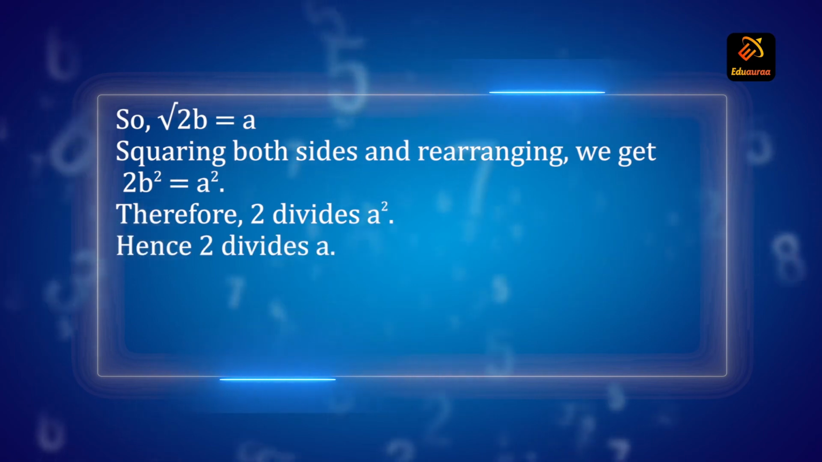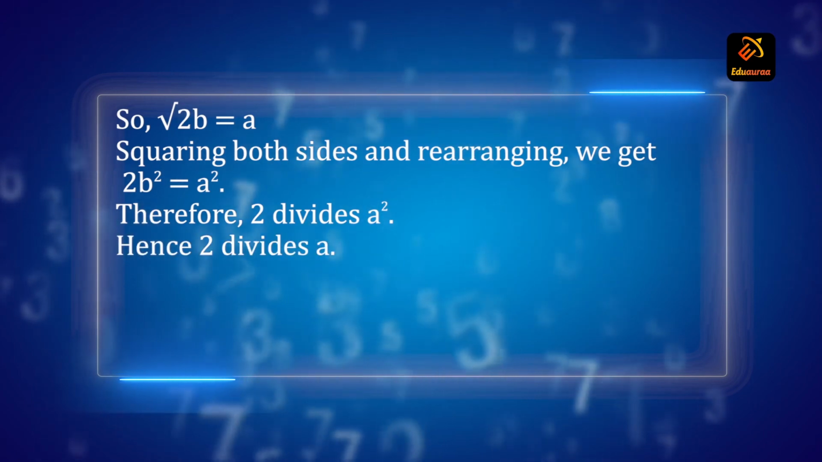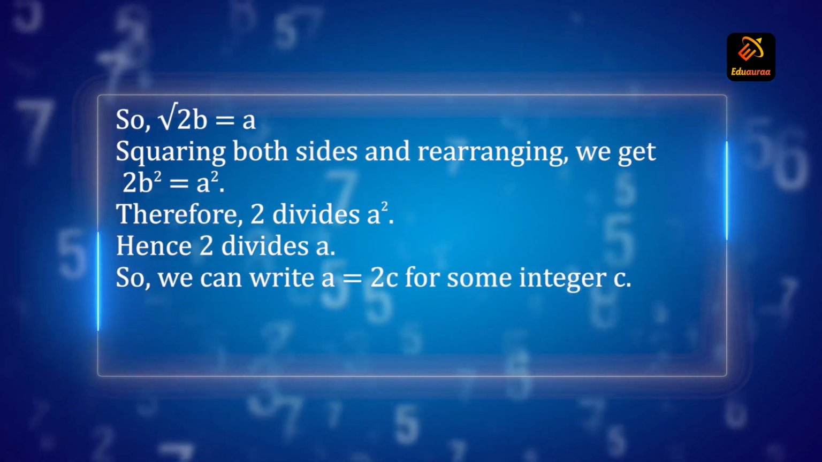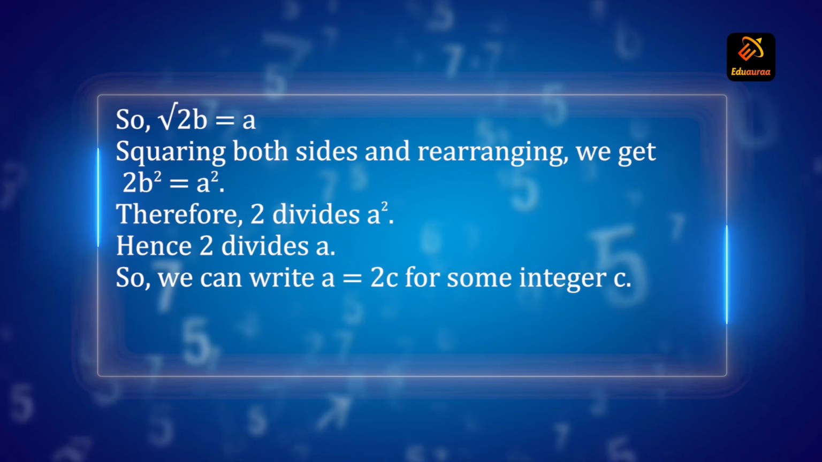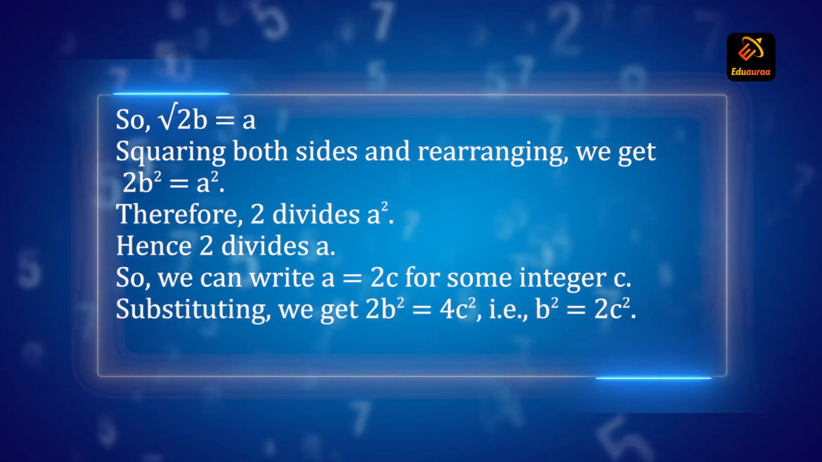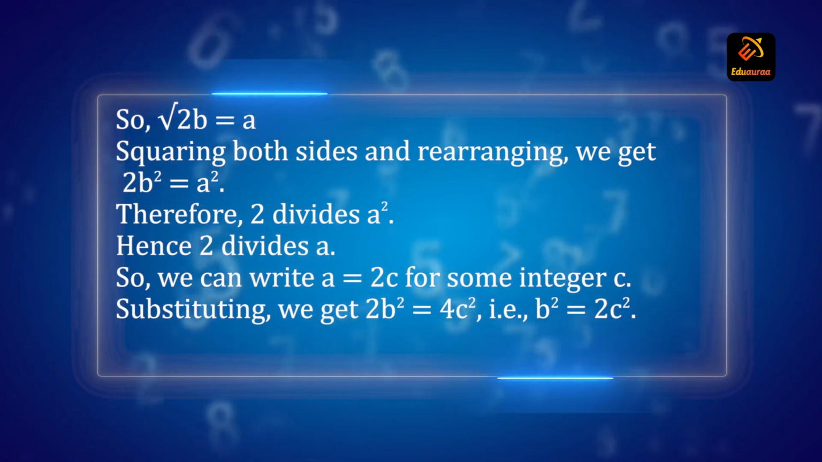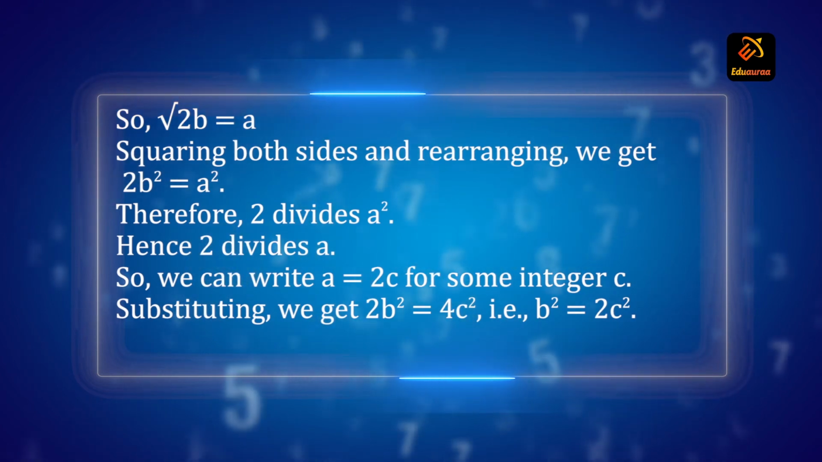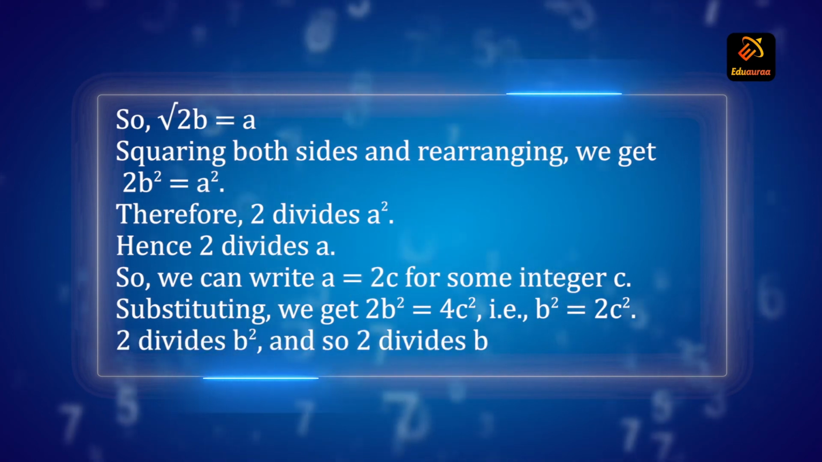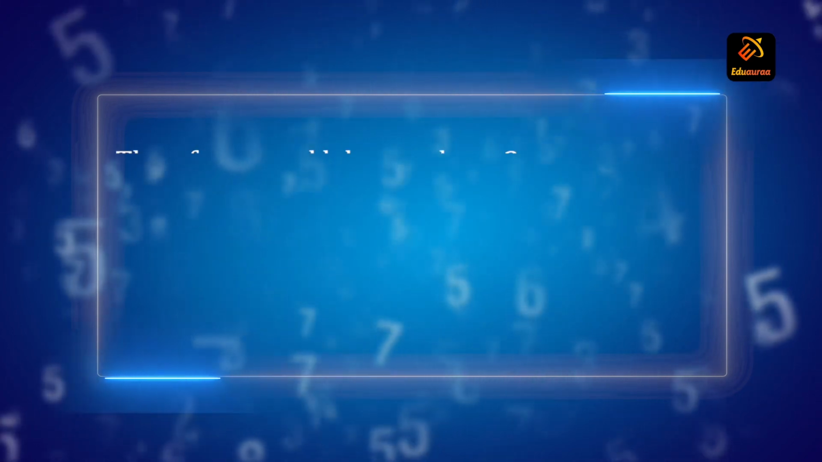Now we know that if 2 divides a square, it will divide a. So I write a as 2c for some other c. Substituting this in the equation, I get 2b square is equal to 4c square. That's b square is 2c square. So 2 divides b square. So 2 divides b. There's the catch.